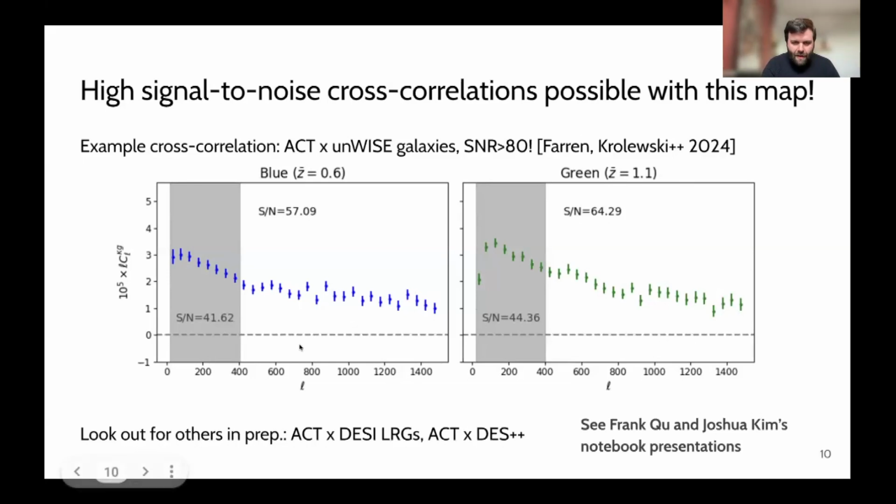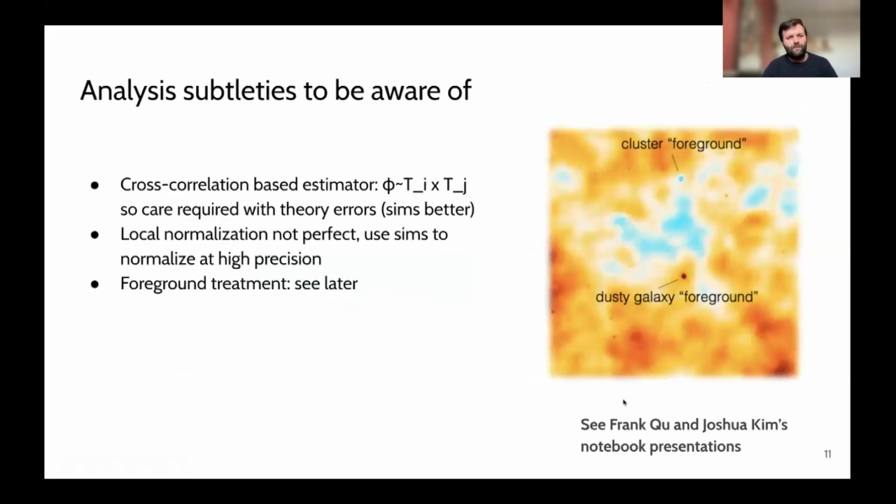And the takeaway for the purposes of this presentation is just there's a ton of signal to noise, around SNR of 60 in both of these redshift bins. So this is a very powerful lensing map for cross correlations that hopefully many of you will use. And you should also please look out for some other ACT cross correlations that are coming up with DESI and DES. And please also see Frank Chu's and Joshua Kim's notebook presentations on some details of these cross correlations.